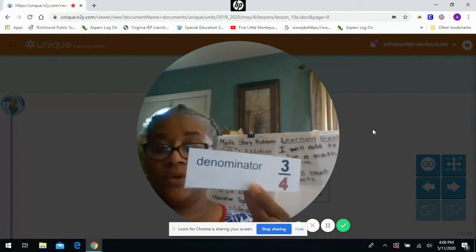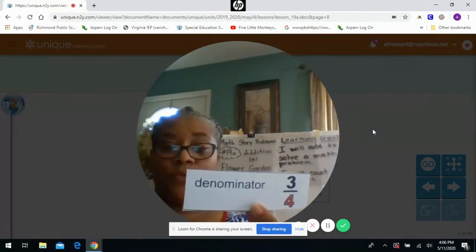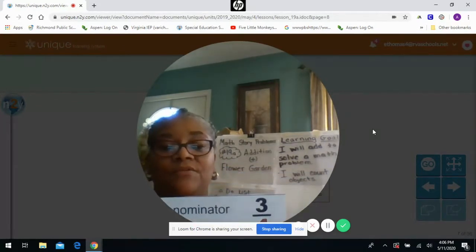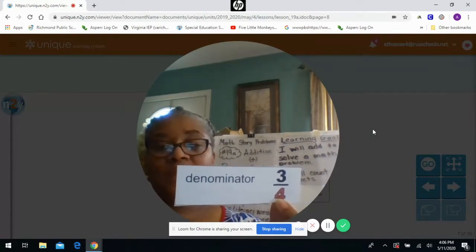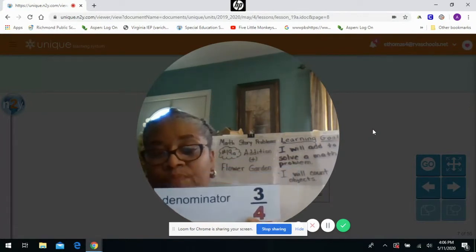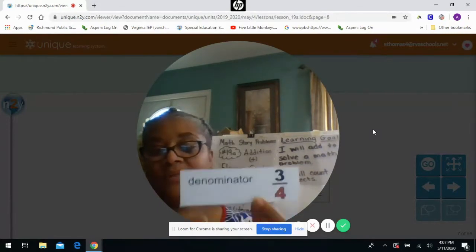We're also going to do, what do we know of this word? Denominator. Denominator. It's right here. That's the part of a fraction that is below the line and acts as the divisor of the number. Denominator. That's the red 4.